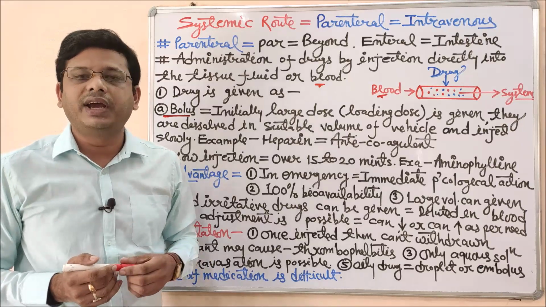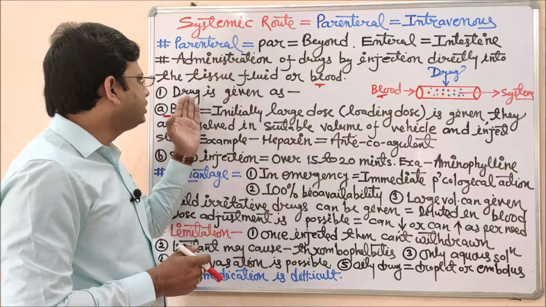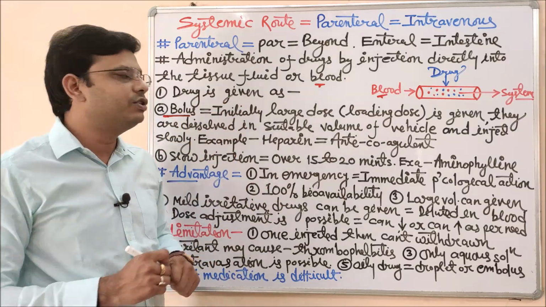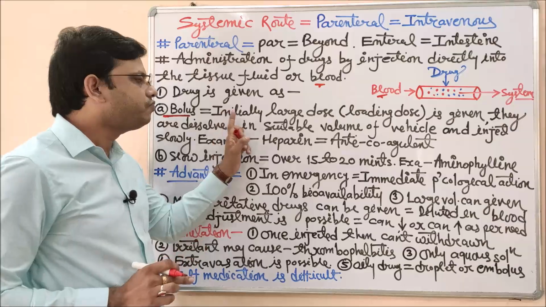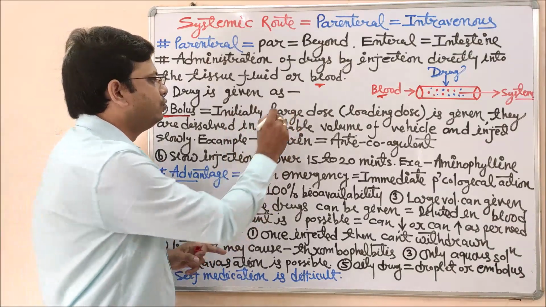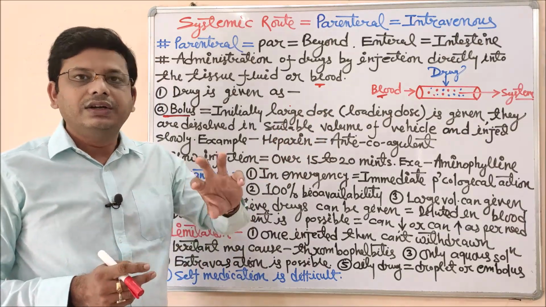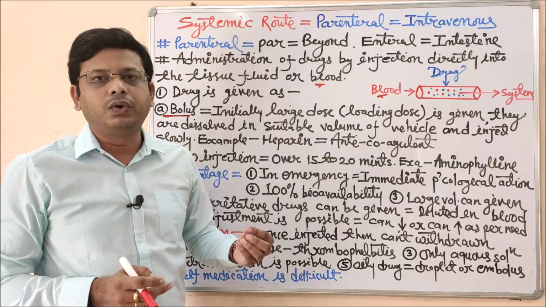Now this paragraph has to be understood with the help of simple explanation and live demonstration. So the first type of intravenous route of drug administration is bolus. That means in the initial phase, at the starting of this process, we have to give a large dose, which is called a loading dose. That loading dose or large dose is meant to start the activity of the particular drug.